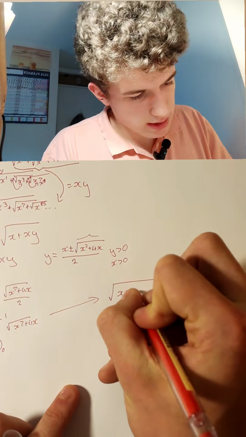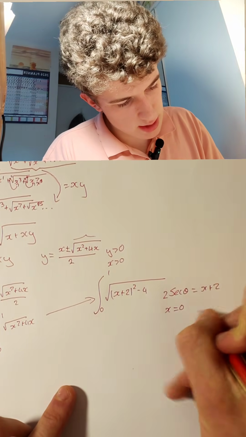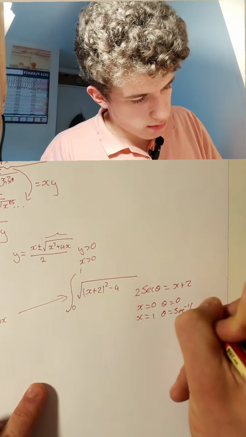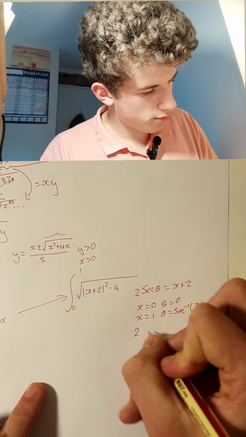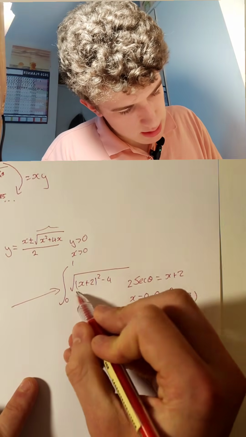Now we can do a trig sub here, so I'll write this over here, so we're going to get x plus 2 squared minus 4. From 0 to 1, we can set 2 secant theta is equal to x plus 2. Then we get x is equal to 0, theta is equal to 0, and x is equal to 1, we're going to get theta is equal to inverse secant of 3 over 2. So now we're going to get 2 times secant theta tan theta d theta is equal to our dx.